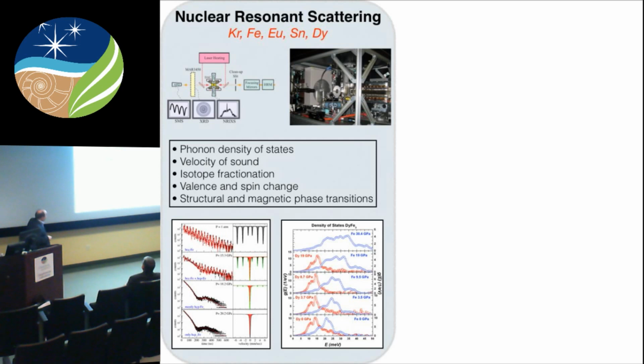One of the nice things you can do is that if you have two isotopes that are both Mössbauer active, that can be pumped, and you have optics for it, you can actually get, this is dysprosium iron 3, the dysprosium density of states and the iron density of states separate from each other. Which means that if you put it under pressure, you will realize that the two lattices are more or less disconnected. The response of the phonons to pressure or volume change is quite different from each other.